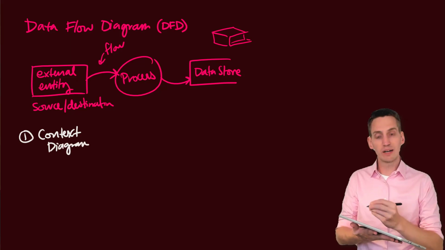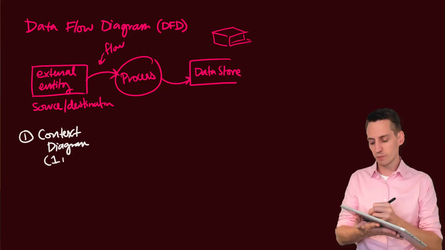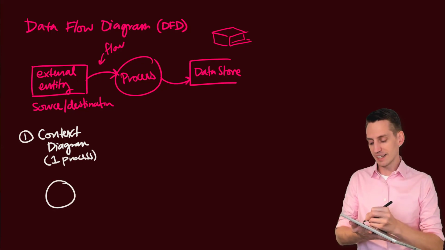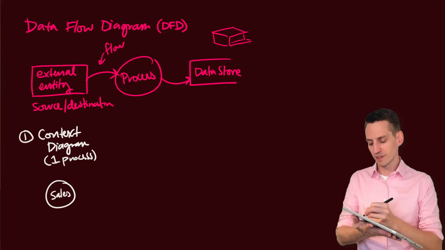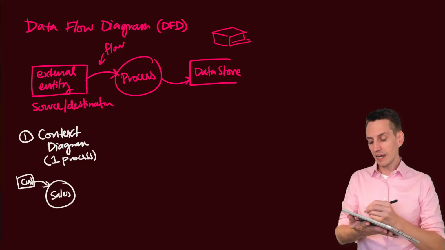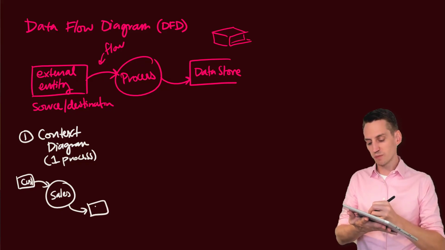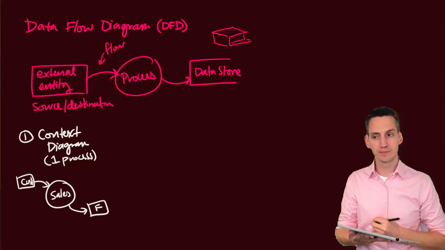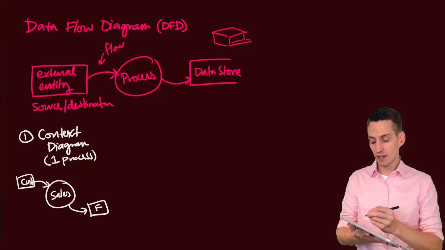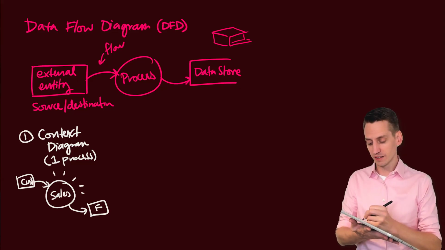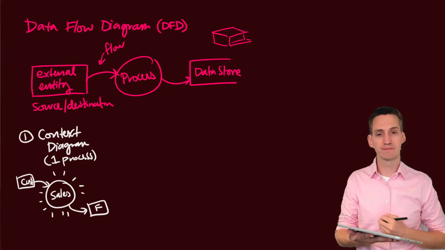A context diagram is unique because it only has one process. So let's say that we're looking at the sales process. I have a data source, which would be my customer, and then I have a destination, which might be my fulfillment center. So a context diagram has only one process here, sales.